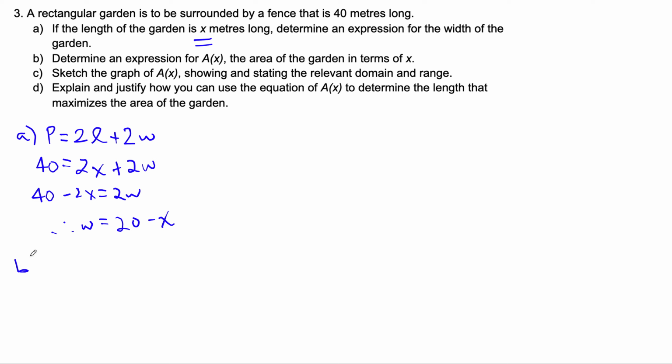Okay, for part B, it says determine an expression for A of x, the area of the garden, in terms of x. So A of x, the area is going to be the length times the width. And in this case, the length is x, and the width is 20 minus x. So this would work right here.